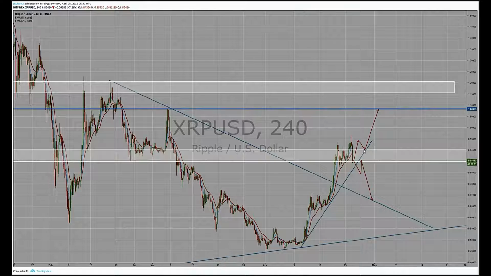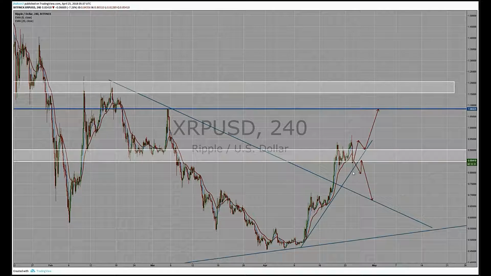So we have a couple of different options with Ripple. The last candlestick was a bearish engulfing. It engulfed a significant amount of price, right? We tested 95 cents about 8 to 10 hours ago, and now we're sitting right around 85 cents, somewhere in that range.